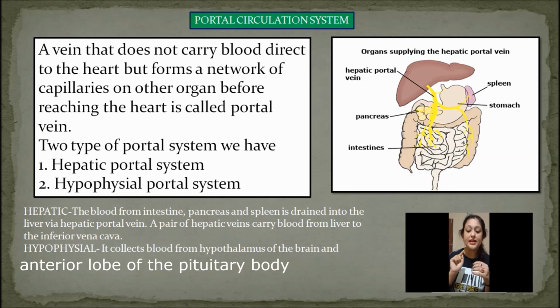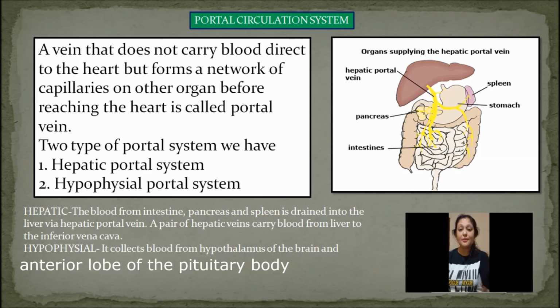So the blood from the intestine, pancreas and the spleen is drained into the liver via the hepatic portal vein, and a pair of hepatic veins carry the blood from the liver, and from the inferior vena cava it enters into the right auricle of the human heart. Then after the purification, again the same process goes on. That is one hepatic portal system, and another is the hypophyseal portal system, which takes place only in our human brain.